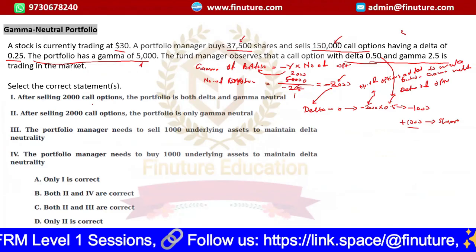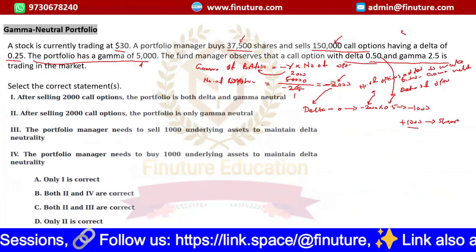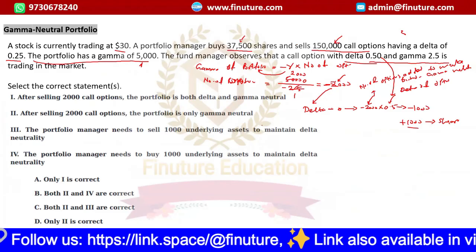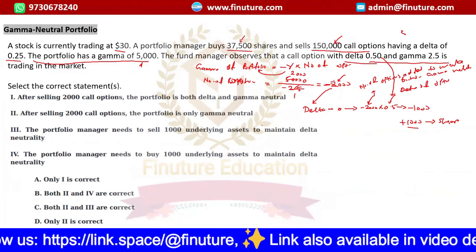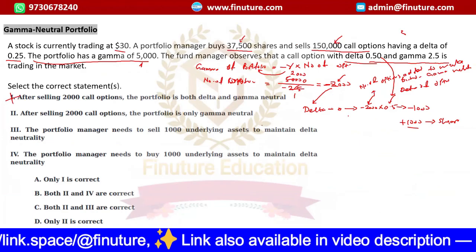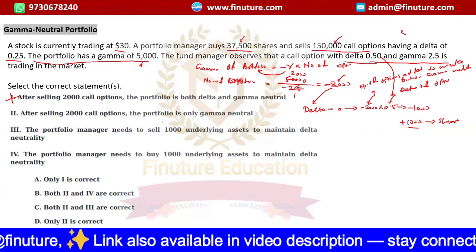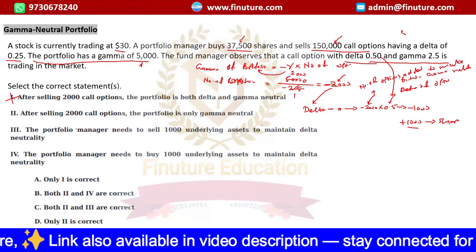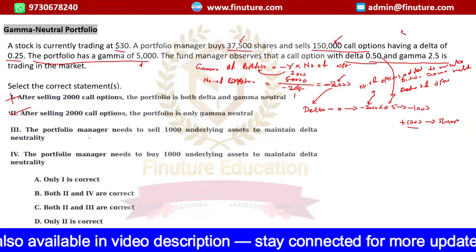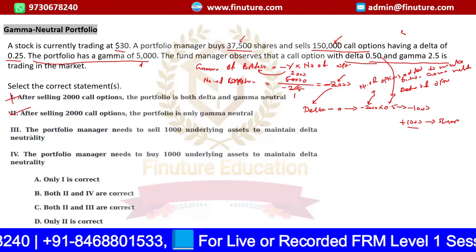After selling 2,000 call options, the portfolio is both delta neutral and gamma neutral. Is this true? After adding these 2,000 options, was the portfolio gamma neutral and delta neutral? I think it was just gamma neutral. To make it delta neutral, we had to add shares. Very good. And after selling 2,000 call options, the portfolio is only gamma neutral. Is this true? Yeah, I think it is true. Perfect, that's correct.